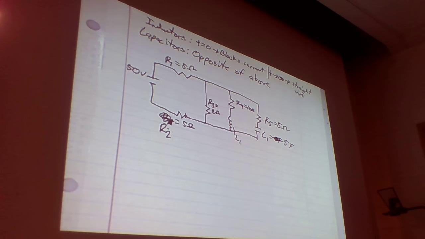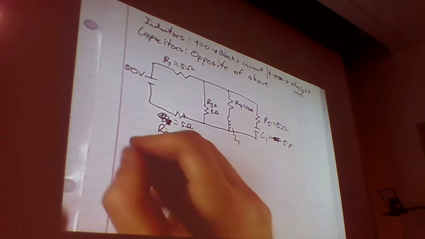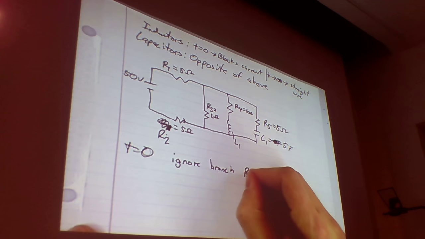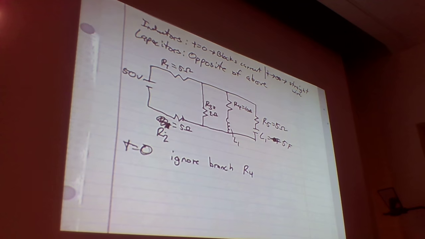Okay, so t equals 0. Here we go. Let's get into some stuff. At t equals 0, we need to find current. That means we need to find equivalent resistance. So at t equals 0, we can ignore the branch of R4. Ignore the branch of R4 because L1 is blocking that current.